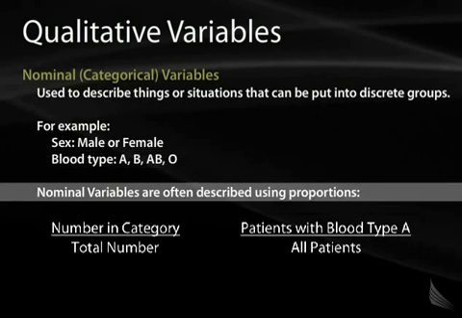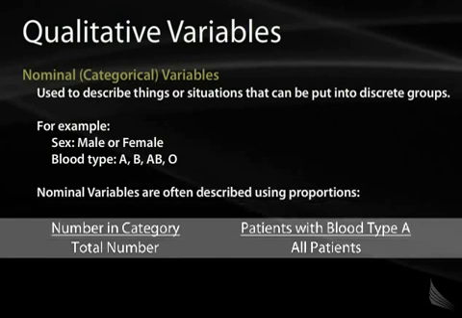And often when these variables are used, they are put into proportions, such that they are described as the number of items in a particular category over the total number of items. So for example, the patients with blood type A over all of the patients. It's important to be able to recognize these types of variables because it will determine the type of statistical test that will be used to test whether or not certain percentages are larger than others.